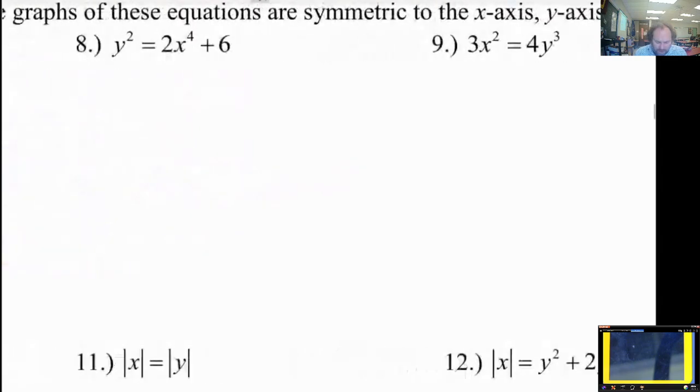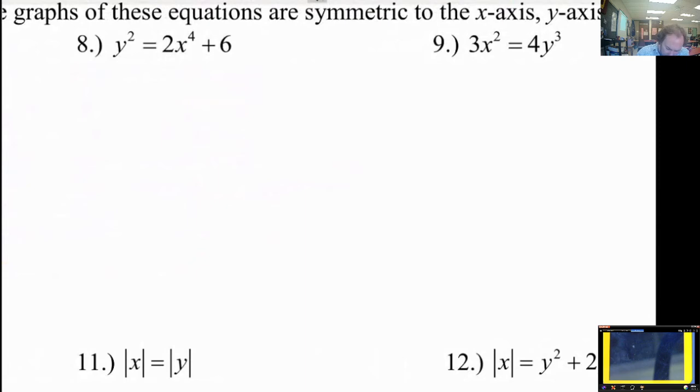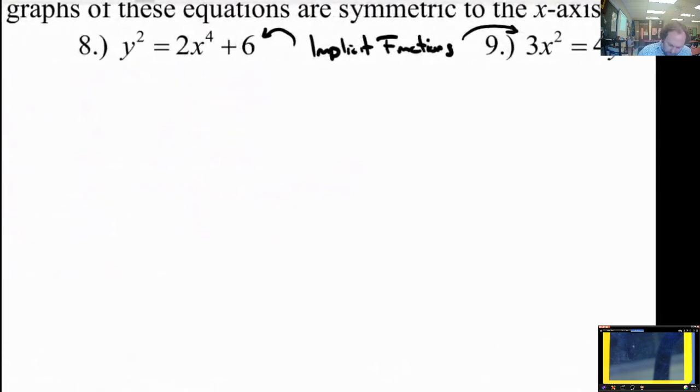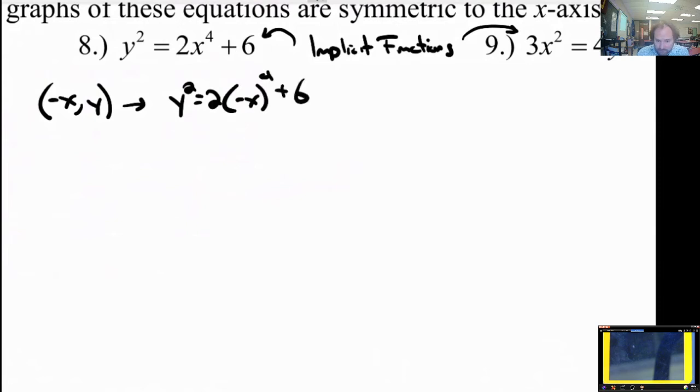Let's try something a little more abstract. These are called implicit functions, by the way. We'll talk about these a lot in calculus. An implicit function just means that it's not defined as y equals a thing or x equals a thing. It's got variables on both sides. We're going to play the same game, though. Let's plug in negative x and y to check for y-axis symmetry first. This would give us y squared equals 2 times negative x to the 4th power plus 6, which, if you do the simplification, gives you the original equation. So this works. Y-axis checks out.